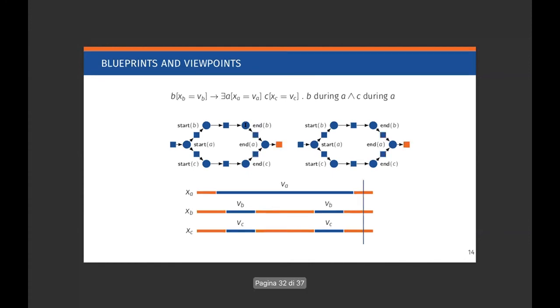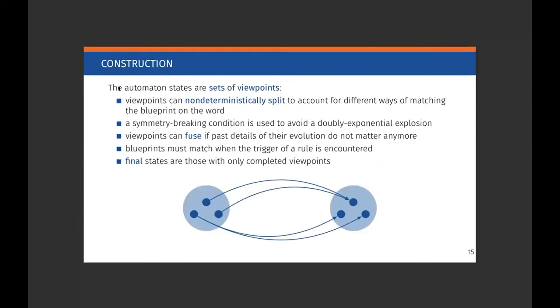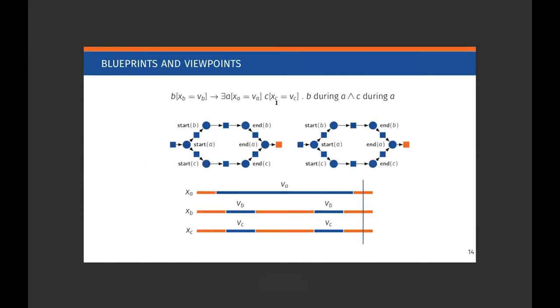So this is the main core object that is underlying the construction of the automaton, and it is the core object that allows us to construct the automaton. So you see that automaton states are sets of viewpoints, and you see that a viewpoint can split like in this way. So non-deterministically we can choose in which way to make the viewpoint evolve when we read the word. So this is a split between a single viewpoint that splits into different ones.